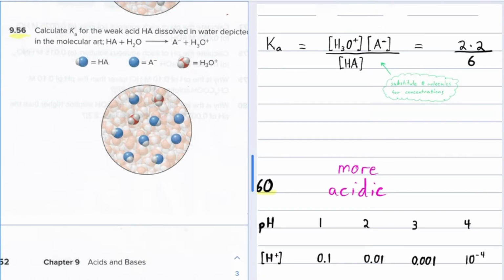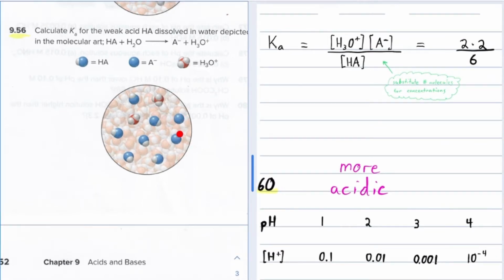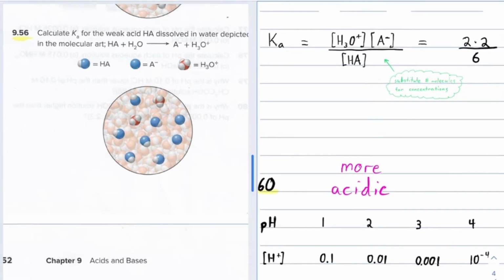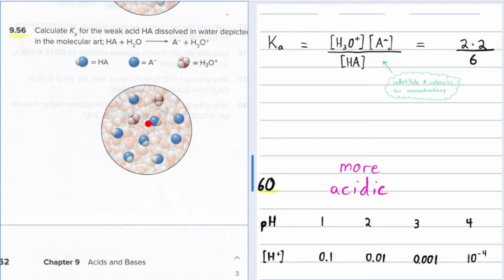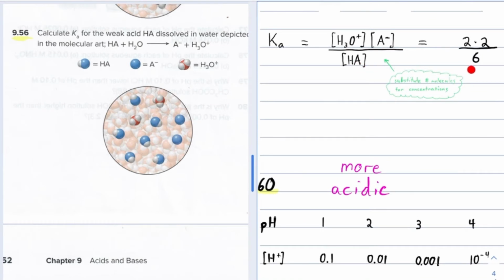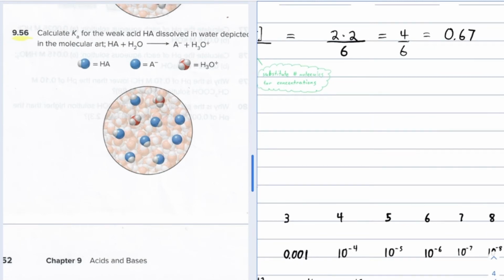So I count 2 protons, so that'll be 2 right there, and then looking over here I count 1, 2 of the conjugate base A minuses, so I'll plug in a 2 right there, and then I count 1, 2, 3, 4, 5, 6 of the weak acid HA molecules. So that'll be plugged in right there. And then that simplifies to 4 over 6, and the decimal is 0.67.